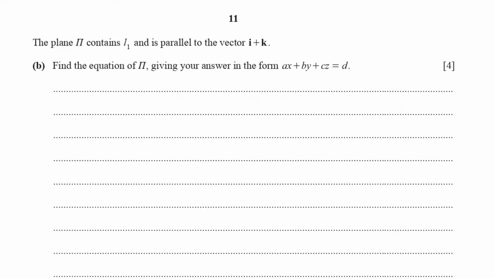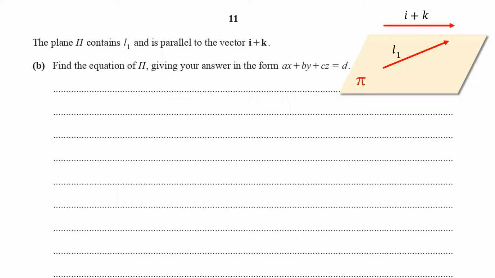So it goes, the plane pi contains L1 and is parallel to the vector I plus K. So on B, find the equation of pi, giving your answer in the form AX plus BY plus CZ is equal to D. So let's say this is the plane pi, and the line L1 lies on the plane, and we also have another vector I plus K, which is parallel to the plane. So we want to find the equation of the plane pi.